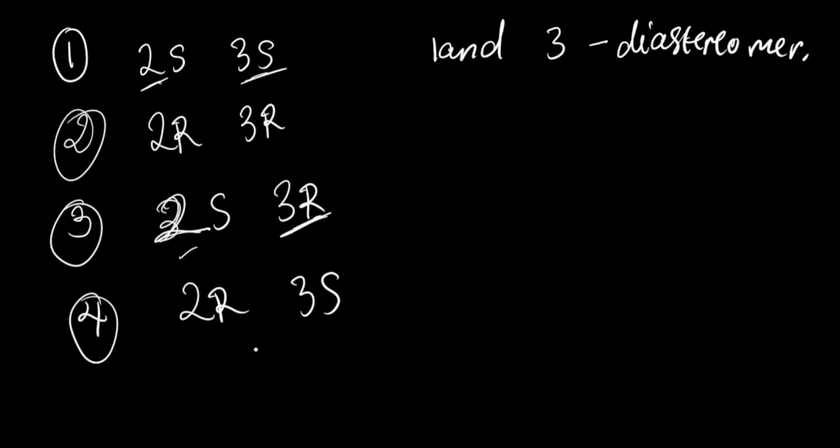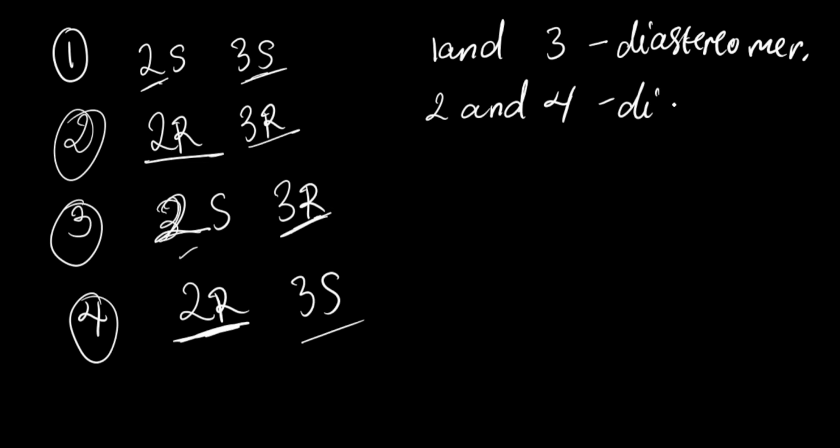Also notice that compound 2 and 4 have the same configuration at 2, but they differ only at one asymmetric center. They are also diastereomers. They are not mirror images, but they are not identical.